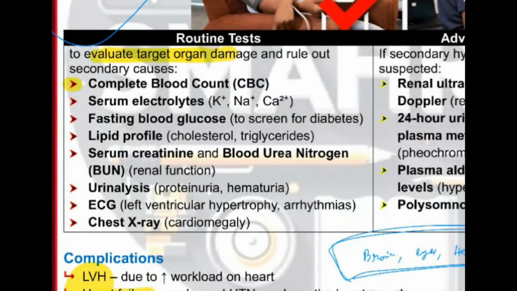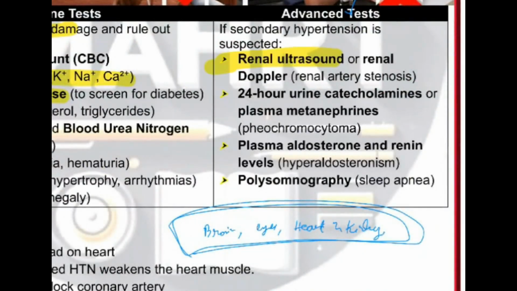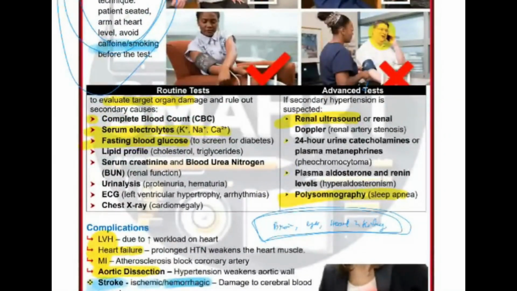You do CBC for anemia, electrolytes, for the heart, fasting blood sugar to know the comorbidity, like diabetes, lipids, etc. Additional investigations in secondary hypertension, like renal ultrasound for renal artery stenosis, RFTs, pheochromocytoma, etc. And for sleep apnea, a sleep study. This is what you will do for hypertension.